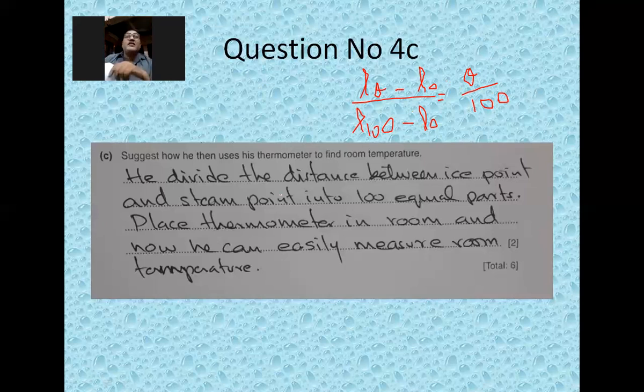This is one method. Another method which I have written in the answer is: he divides the distance between the ice point and the steam point into 100 equal parts. So you calibrate the thermometer. He divides the distance between the ice point and the steam point into 100 equal parts, places the thermometer in the room, and now he can easily measure the room temperature. So this is the second answer. You calibrate the thermometer, and very easily you can find the room temperature.